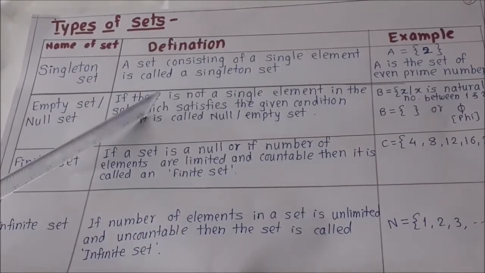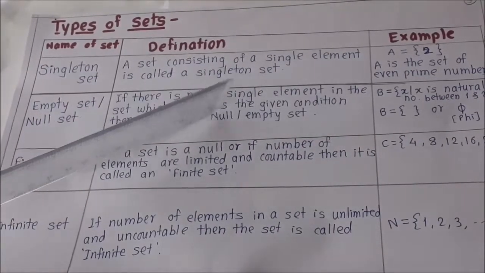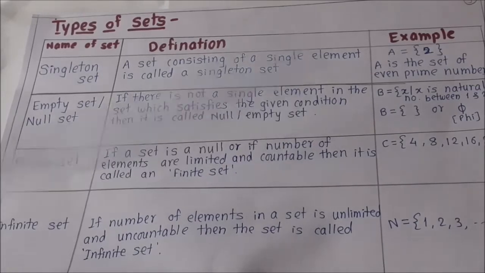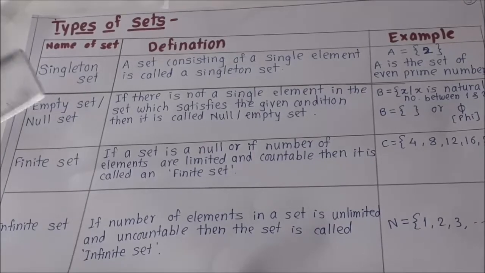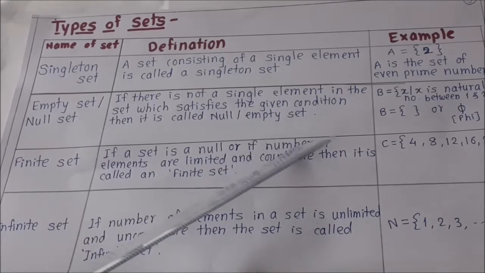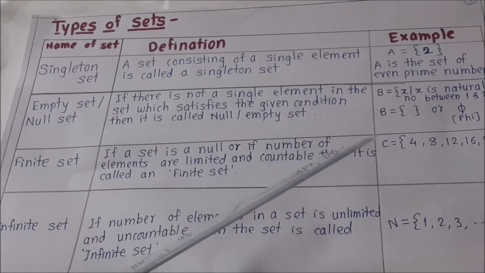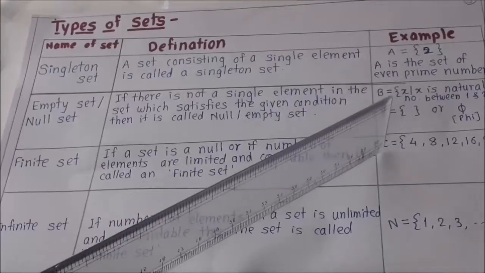Once again I will tell the definition. If there is not a single element in the set which satisfies the given condition, then it is called a null or empty set. The third type is a finite set. I will tell the definition here: if a set is null, or if the number of elements is limited and countable, then it is called a finite set. For example, see here, I wrote one example.